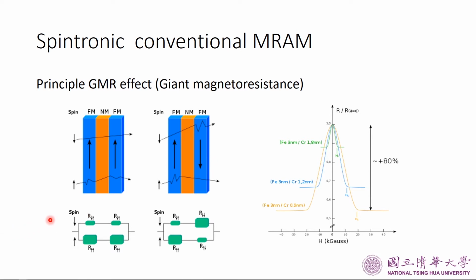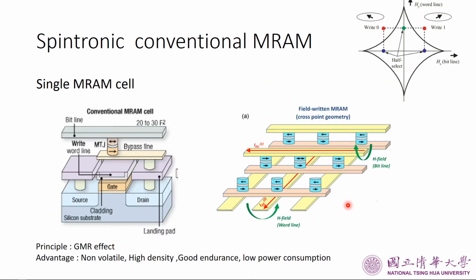While the two ferromagnetic layers' magnetization directions are parallel, electrons can conduct easily, giving a low resistance. While the two ferromagnetic layers' magnetizations are anti-parallel, electrons will be scattered and the resistance increases. As you can see in the right figure, the difference in resistance between parallel and anti-parallel is about 80%. Therefore, if we can change the magnetization direction by an external field, we can store data in the ferromagnetic layer, and we can read the data by measuring the resistance across the sandwich structure.